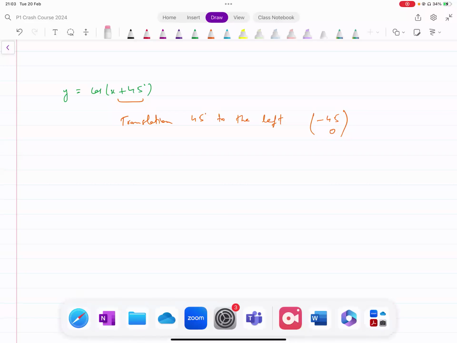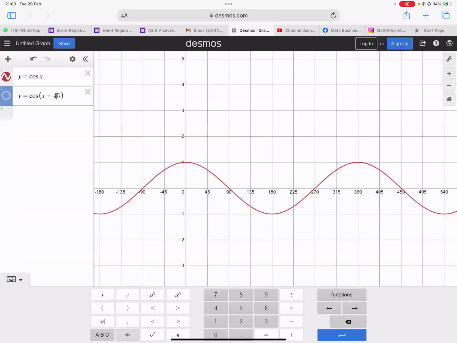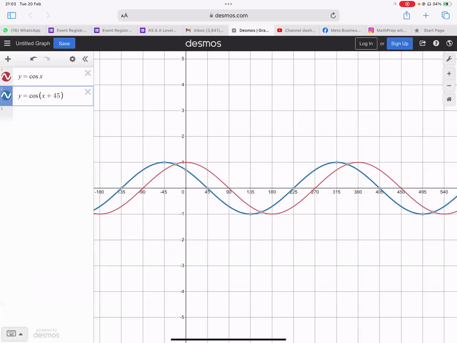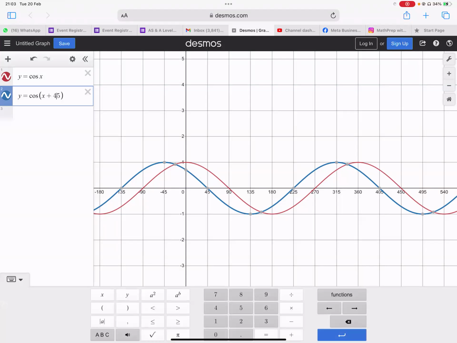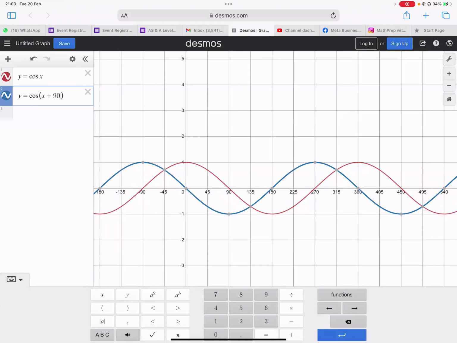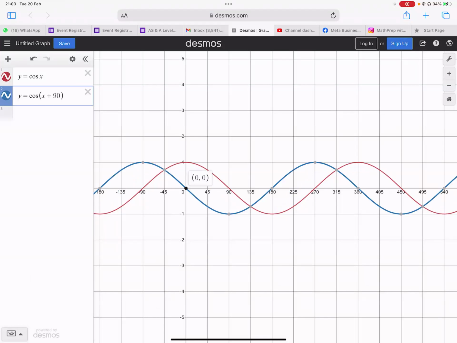Okay, let's consider another case. Let me actually show this graph to you first. So this is what it looks like. The blue graph, that's the translated graph. And if I did x plus 90, like I was saying before, that does not exactly become the sine graph. x minus 90 would become the sine graph. x plus 90 actually becomes like this. Right? So it's the sine graph flipped, basically, reflected in the x-axis.